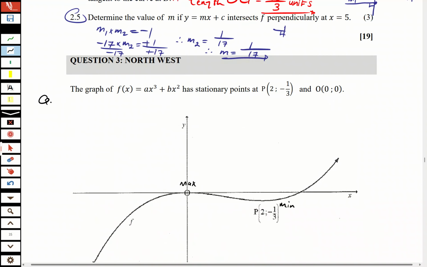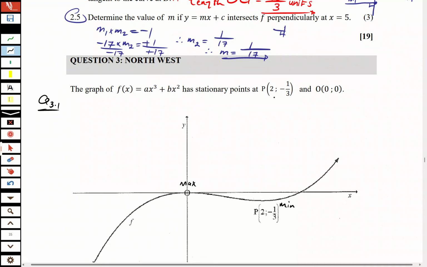So this is question 3.1. Guys, remember that at the turning point, the first derivative, which is the gradient, is equal to what? 0. You cannot use this point to help you calculate the value of a or the value of b, because we know that this point is just the origin. 0 is 0. If you plug in x equals 0, you're not going to find the value of a and b.